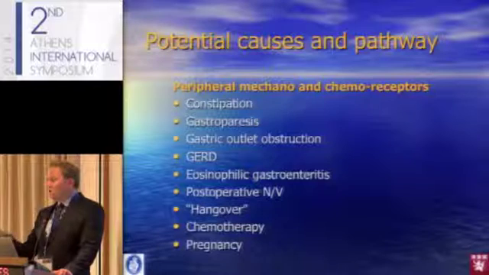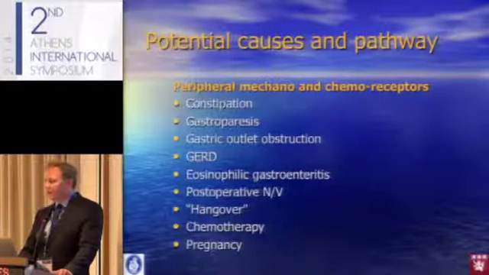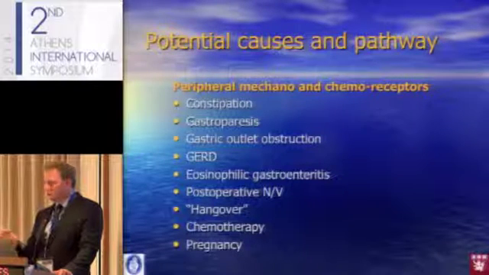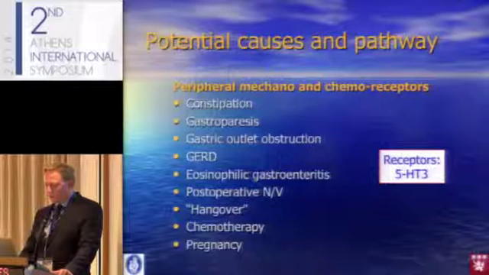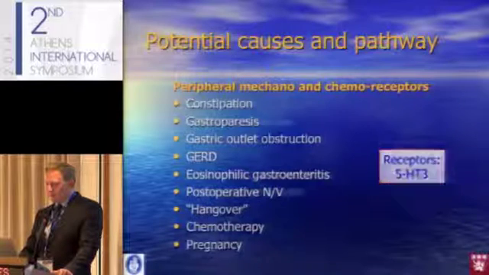The traditional hangover, when you had too much ouzo the day before, that's also these type of receptors. Chemotherapy and pregnancy as well. Pregnancy is a little bit more complicated because it does affect the other areas as well, but I just put it in this list here. The receptors for the peripheral mechano and chemoreceptors are primarily 5-hydroxytryptamine type 3 receptors.